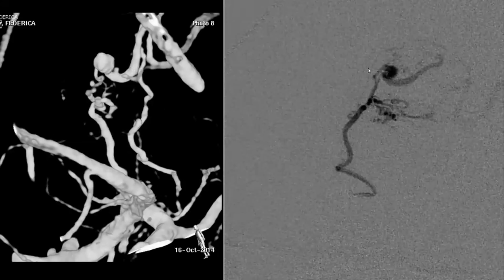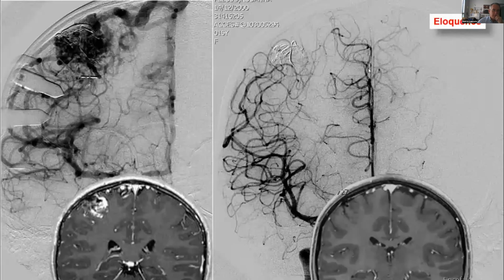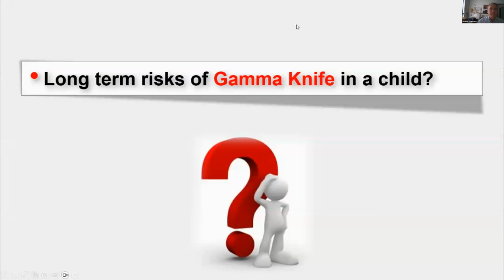And this is an example of how they are treated. And then in many cases, when you are in an eloquent area, we can embolize and then go for gamma knife. Although there is a question about the long-term risk of gamma knife in childhood, at present gamma knife has been around for 30 years, so probably there is no evidence that it can create a problem after a long time.